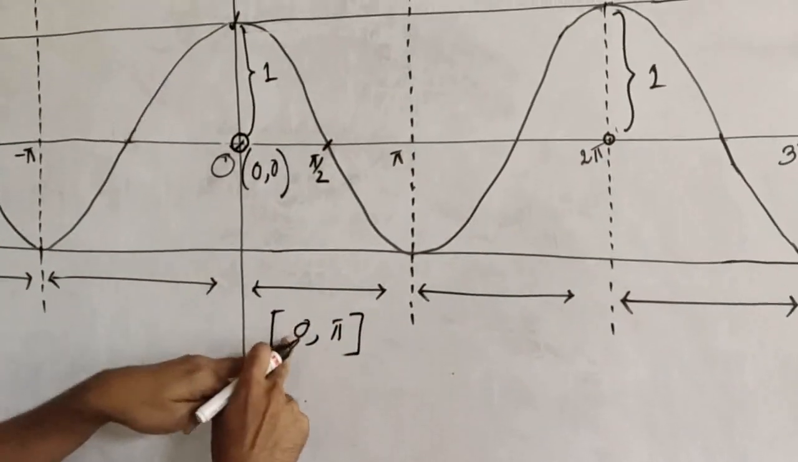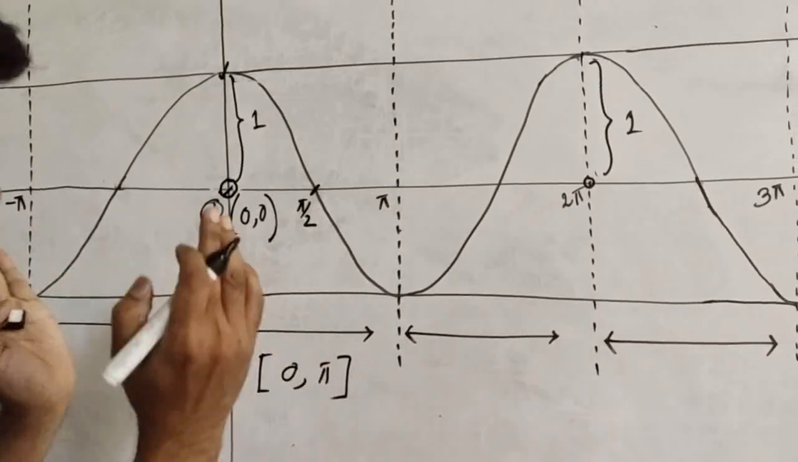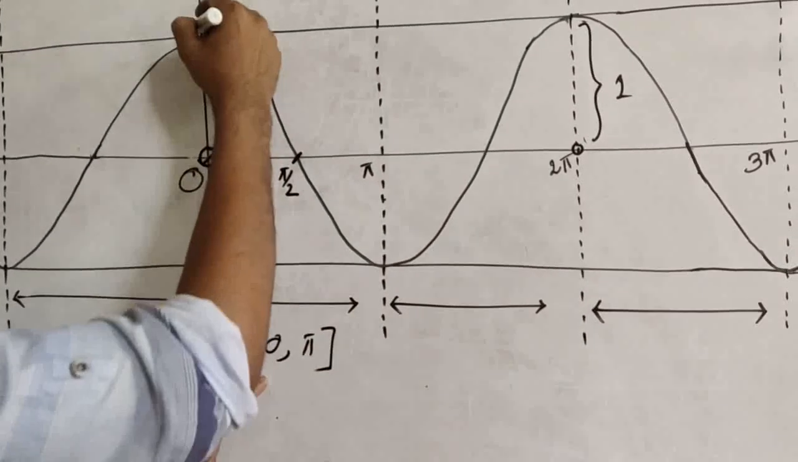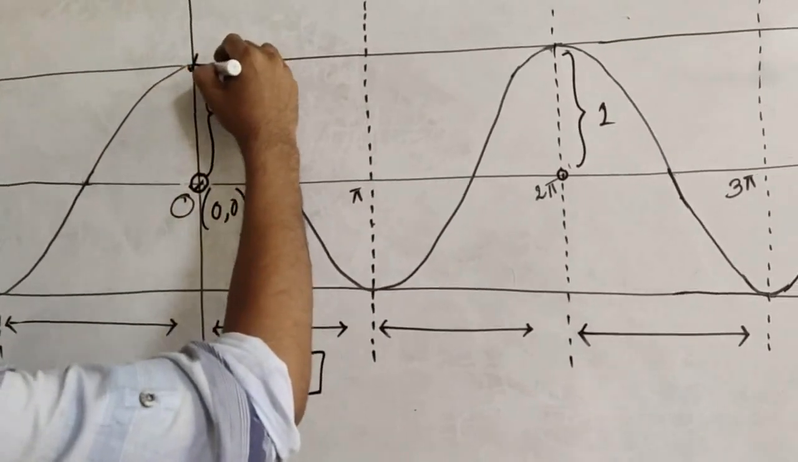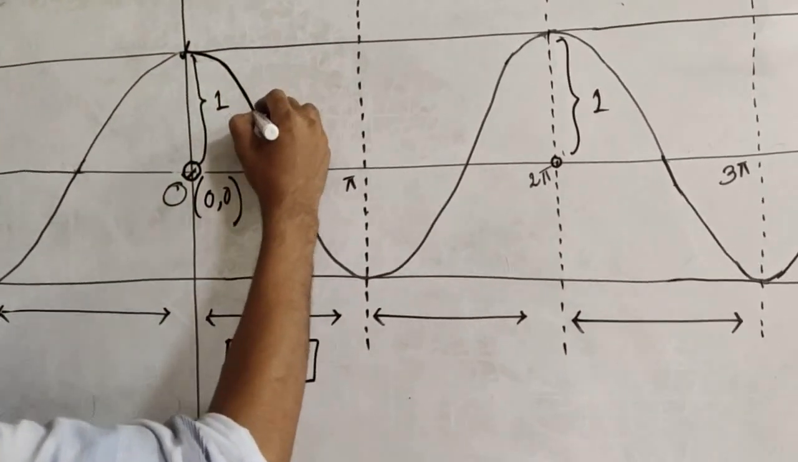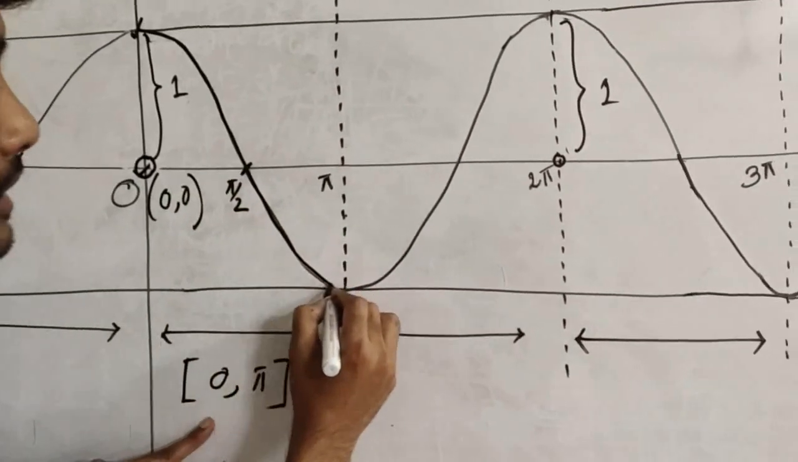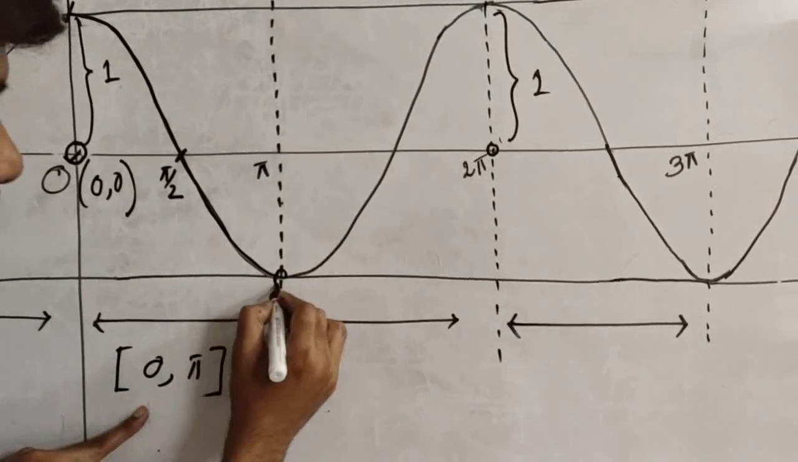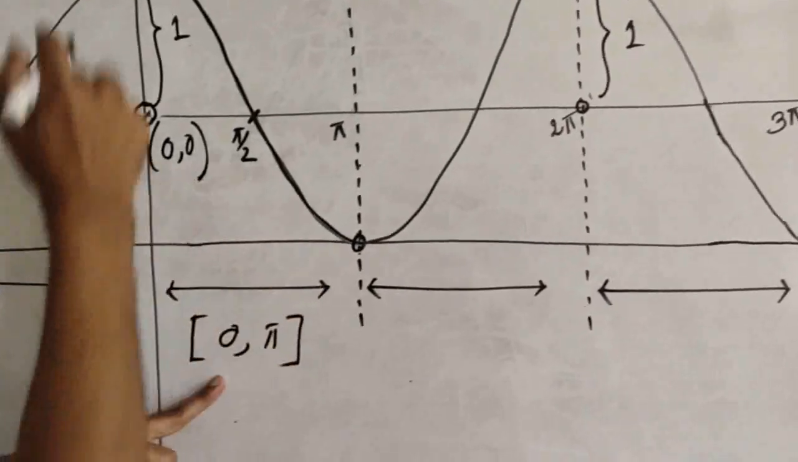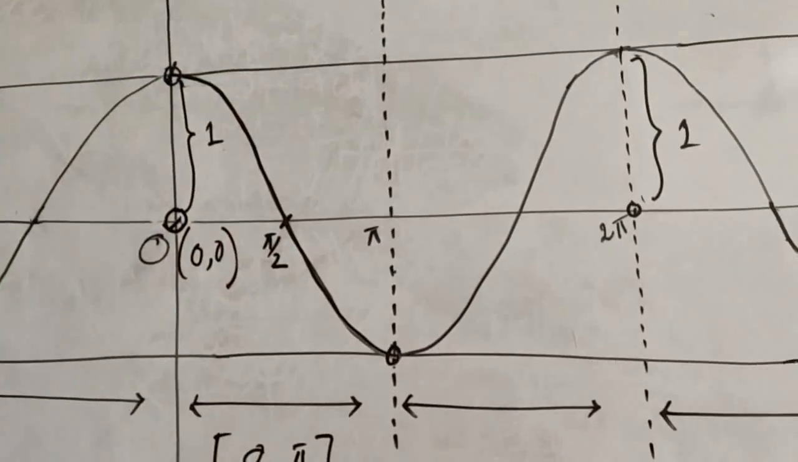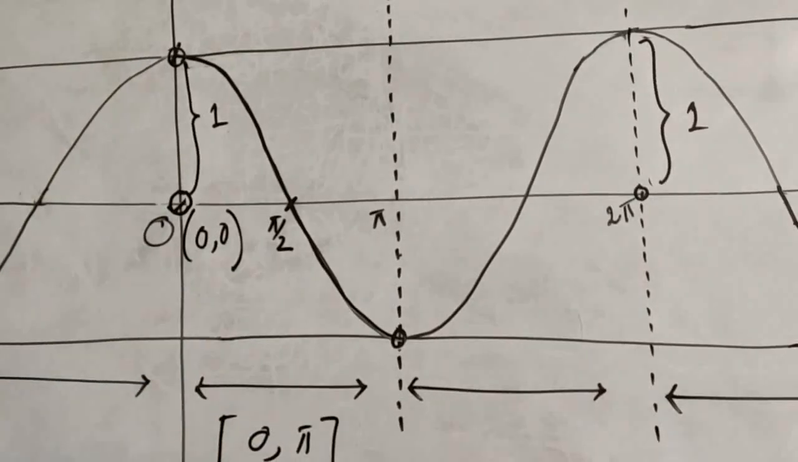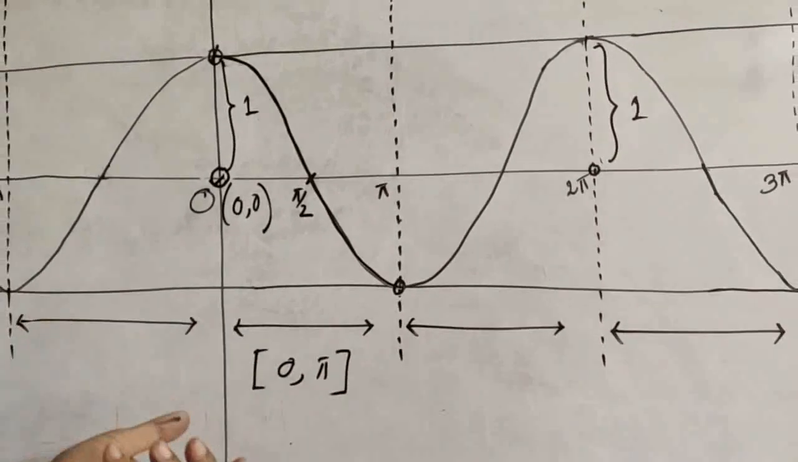Including 0 and π, cos takes all values. You see this one, if you go along the curve then you will see that it is taking the values from -1 to 1.